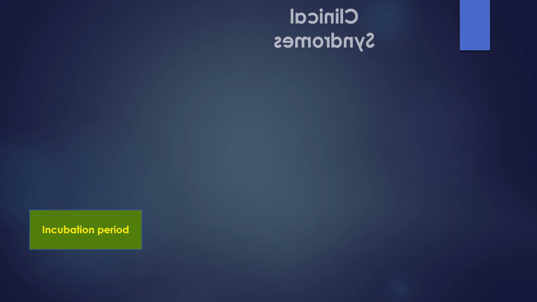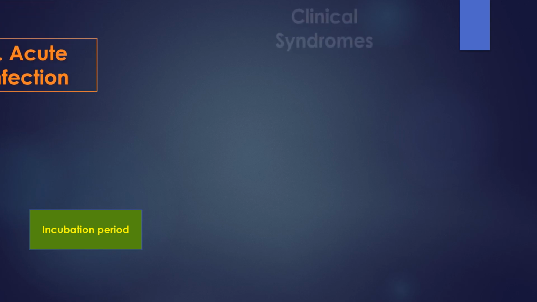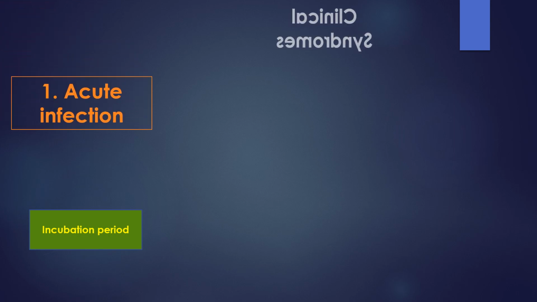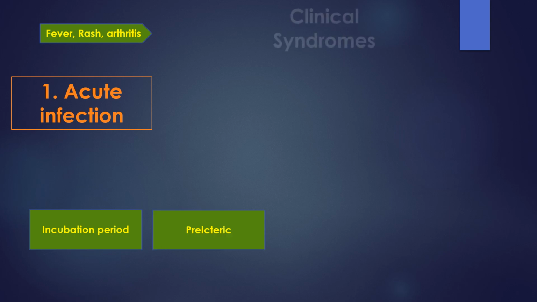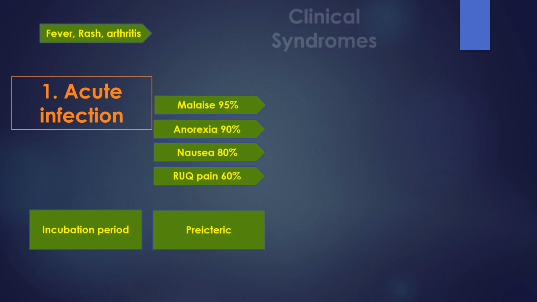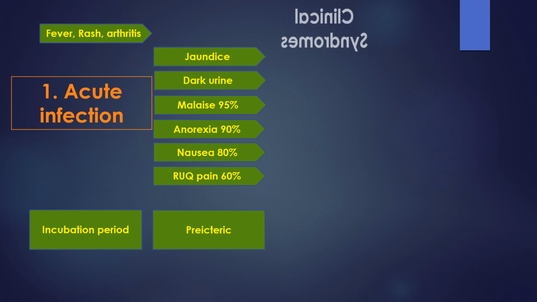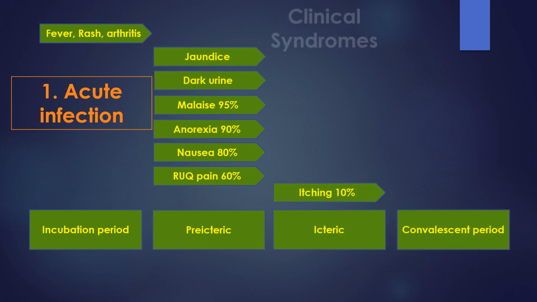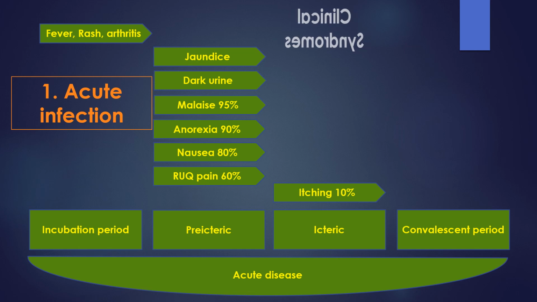The different phases of pathogenesis. During the incubation period, the patient may experience fever, rash, and arthritis. The HBV infection is characterized by a long incubation period and an insidious onset. Symptoms during the prodromal period may include fever, malaise, and anorexia. This is followed by nausea, vomiting, abdominal discomfort, and chills.